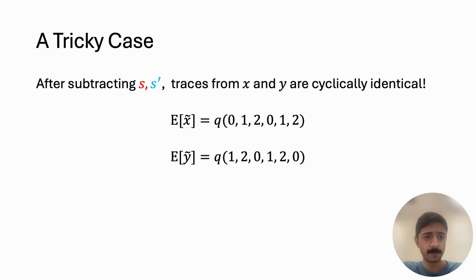The problem, though, is that after we subtract the cluster centers s and s prime from x and y, we end up with two sequences that look like q times a cyclic shift of 0, 1, 2. And now we've erased any signal that might have existed in the original statistics from x and y, because we're just left with a pair of sequences that are cyclically identical, and we have no promise about the cyclic statistics. In fact, all cyclic statistics of the sequence are identical.